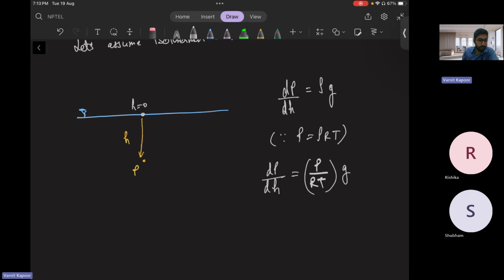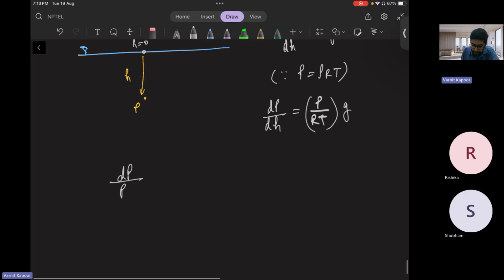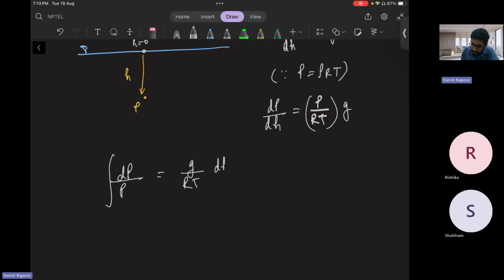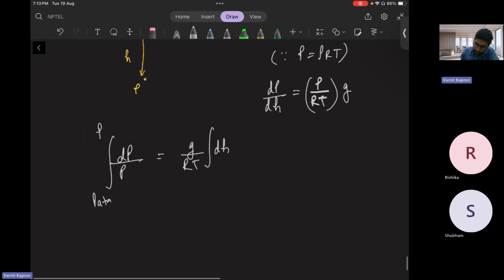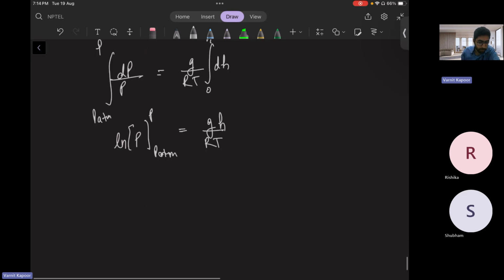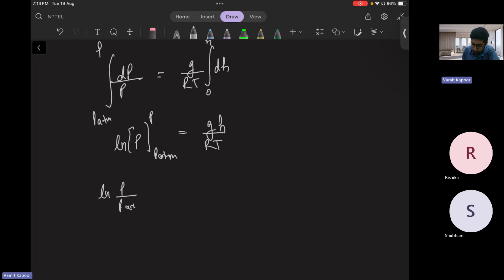So put the values here. dP by P integrated is equal to g by RT, dh integrated, from P atmosphere to P, and 0 to h. dP by P integrates to ln of P from P atmosphere to P, equal to g by RT into h. So ln of P by P atmosphere is equal to g h by RT. From here, your pressure will be P atmosphere into e to the power of g h by RT.